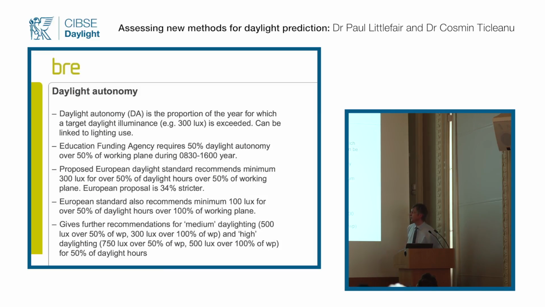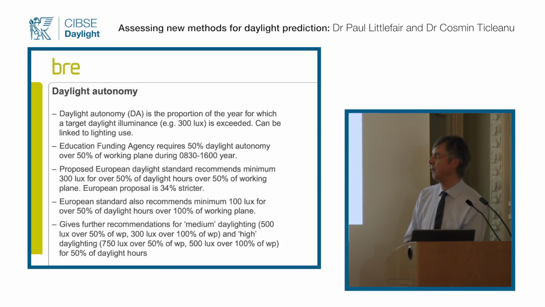The European standard also recommends additional recommendations, which is that you should get 100% of a working plane, so that's a whole room, should have 100 lux for at least 50% of daylight hours. And obviously, depending on the obstructions you've got outside and the depth of your room, this could be a very difficult thing to achieve.